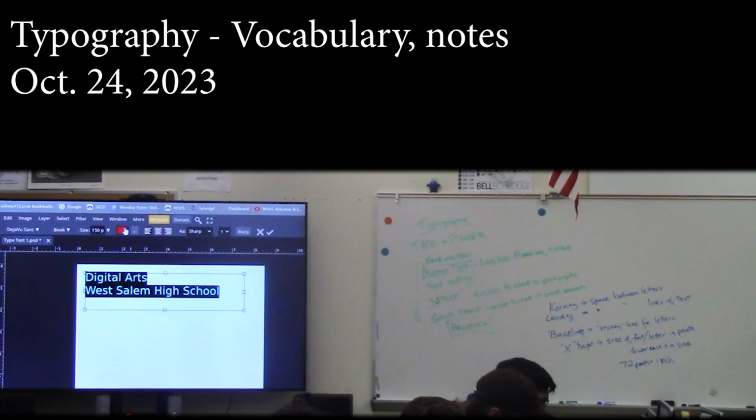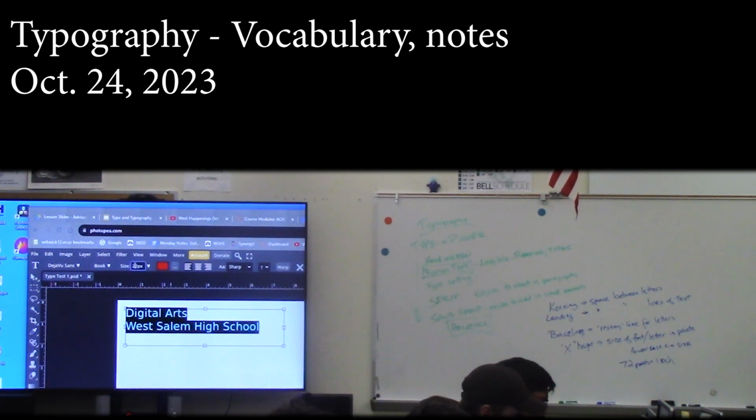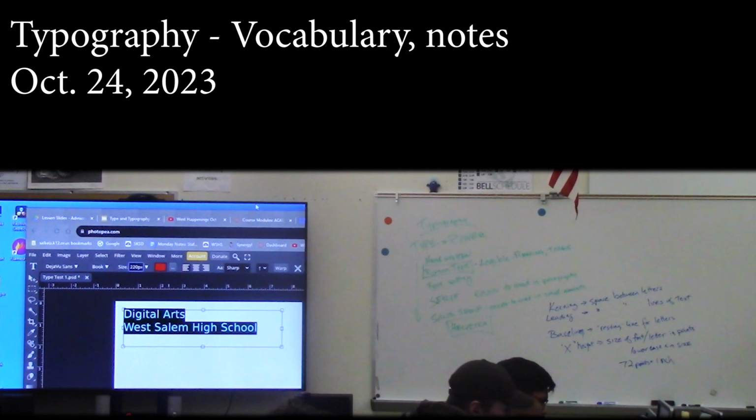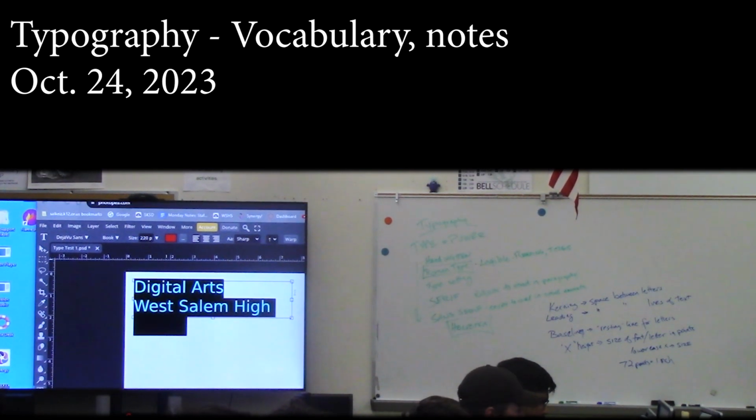Okay. If I wanted to make my text even bigger, I double click up here in the size, and I can choose, I don't know, let's say 220. And then I hit my enter key. And now I've got something even larger. Oh, what? Oh, it's outside the text box. So I just make my text box bigger.